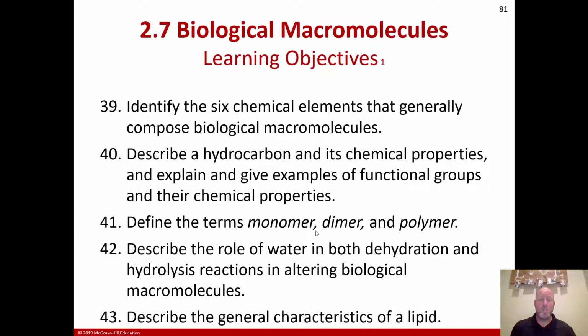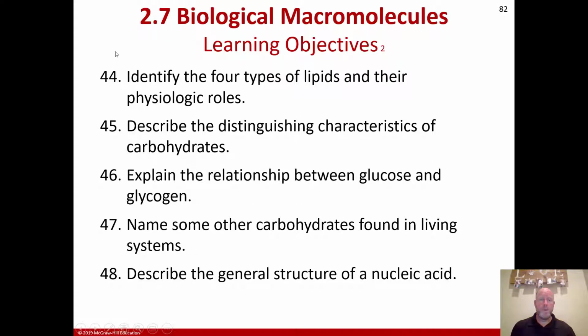Define the terms monomer, dimer, and polymer. Describe the role of water in both dehydration and hydrolysis reactions in altering biological macromolecules. Describe the general characteristics of lipids. Identify the 4 types of lipids and their physiological roles, as opposed to psychological roles.